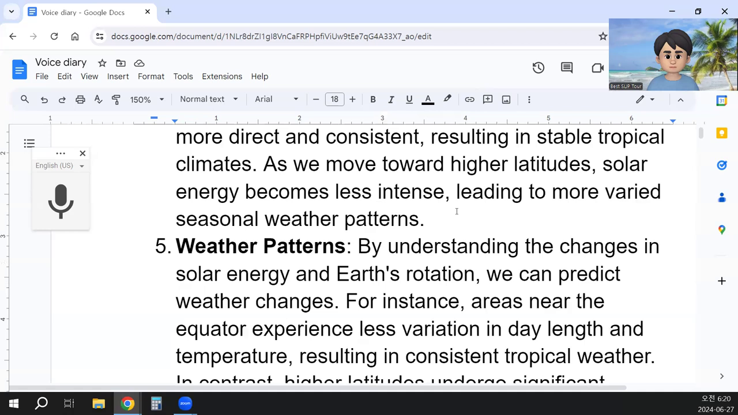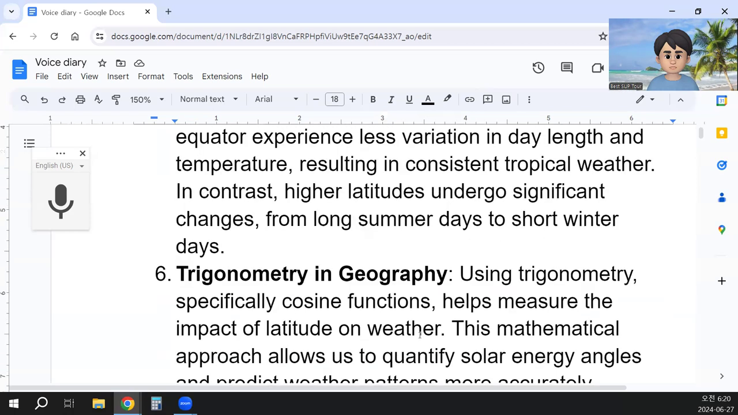Weather patterns. By understanding the changes in solar energy and the Earth's rotation, we can predict the weather changes. For instance, areas near the equator experience less variation in day length and temperature, resulting in constant tropical weather. In contrast, the higher latitudes undergo significant changes from long summer days to short winter days.